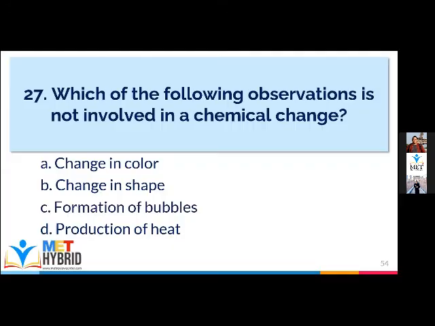Next, 27. Which of the following observations is not involved in a chemical change? A, change in color. B, change in shape. C, formation of bubbles. D, production of heat.